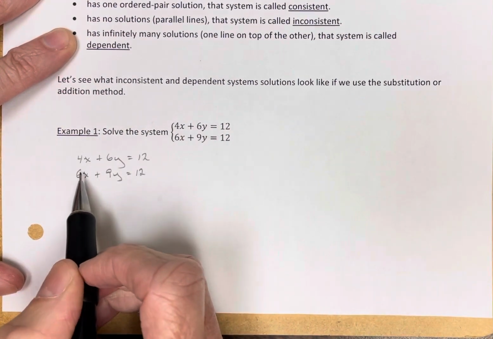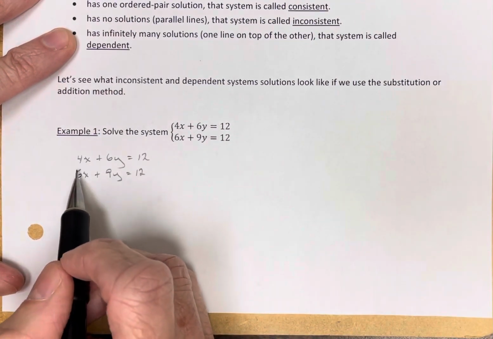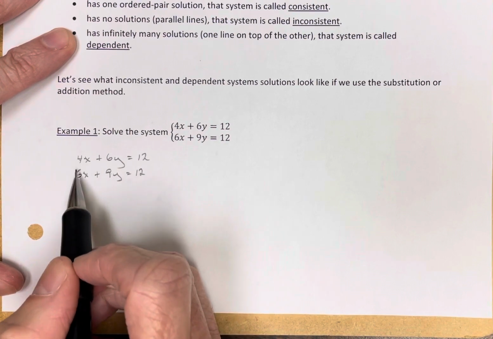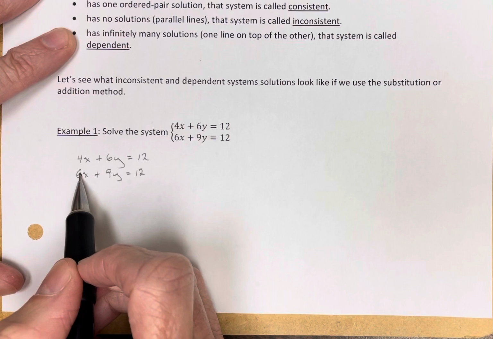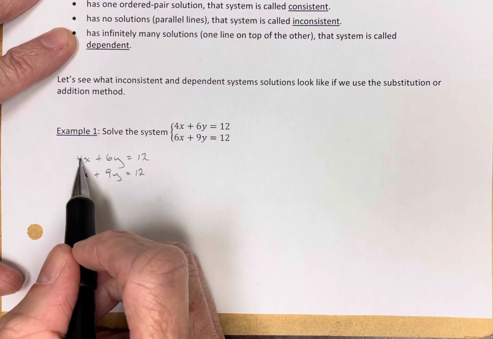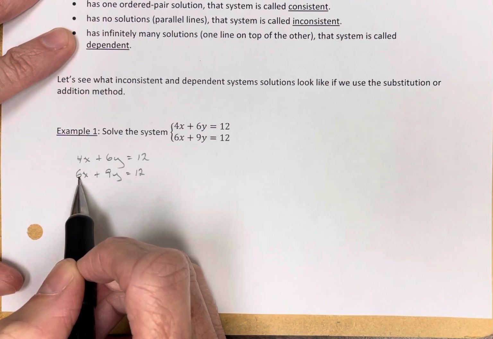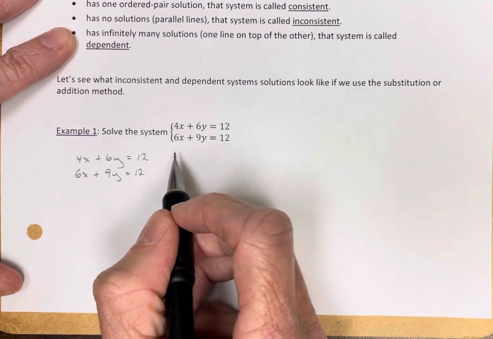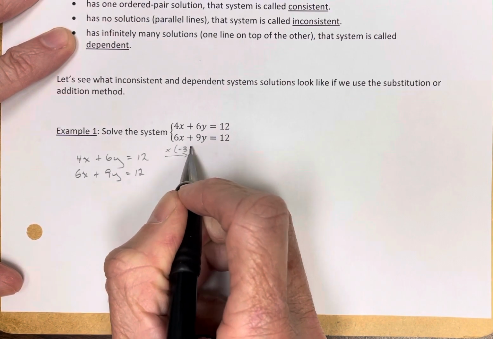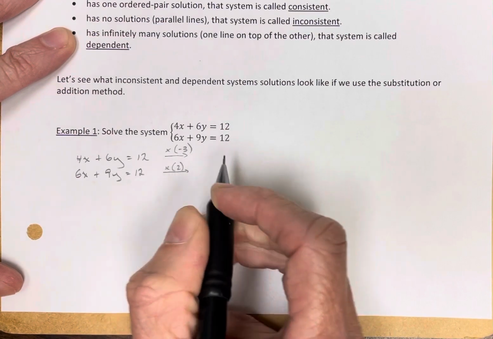And I'm going to look at these and say, well, hang on a second. In order to use the addition method, I need opposite coefficients of either the x variables or the y variables. A little easier to see the opposite coefficients for the x. The lowest common multiple is 12. So if I multiply the top equation by -3 and the bottom equation by +2, I will have opposite coefficients. So the top equation, I'm going to multiply by -3. The bottom equation, I'm going to multiply by +2.